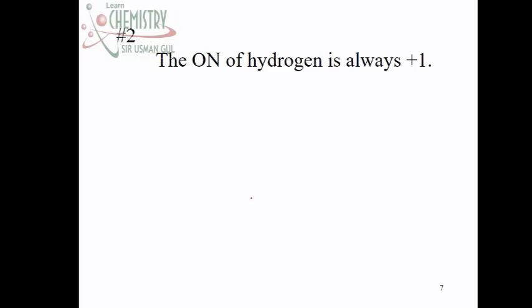Just remember that the oxidation number of hydrogen is always plus 1, because with the help of the oxidation number of hydrogen we will be able to calculate the other oxidation numbers. According to this rule, if the oxidation number of hydrogen is plus 1, then chloride must have a minus 1 charge to balance it.